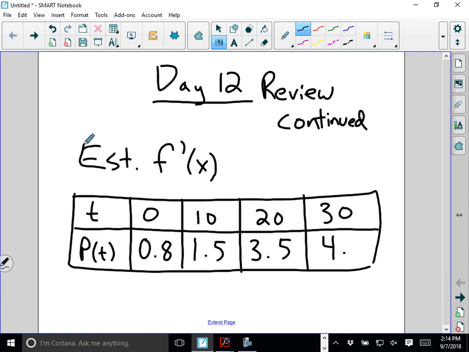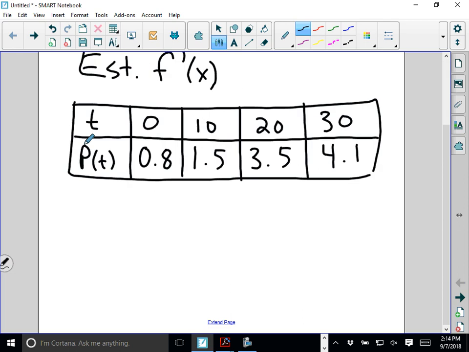Okay, so here we have a table. I have t values of 0, 10, 20, and 30. I have p of t values of 0.8, 1.5, 3.5, and 4.1. So the context of this problem is the population of a country in, let's say, millions of people.